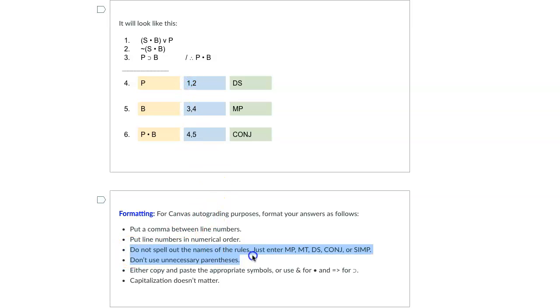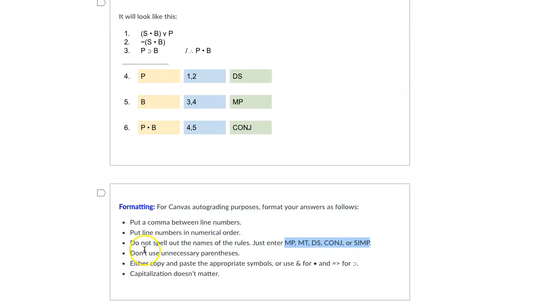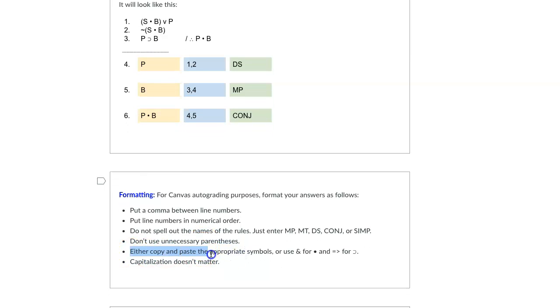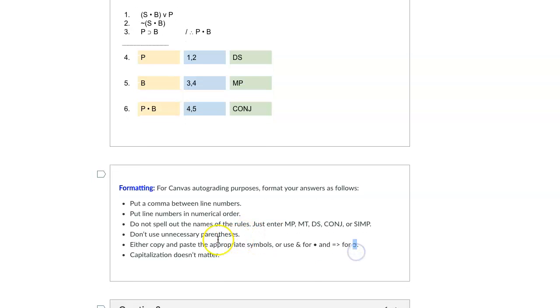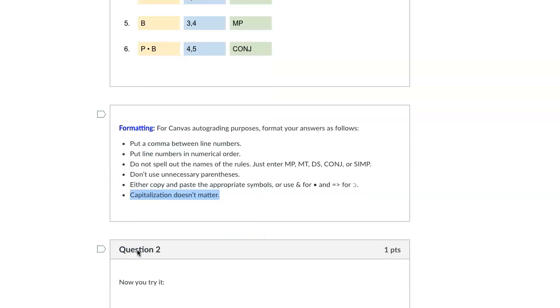Don't spell out the names of the rules. Just use the abbreviations, again, because of auto-grading. Same with unnecessary parentheses. And then to get the symbols, you can either copy and paste from the original setup and put them into the boxes, or if for some reason you're having trouble copying and pasting, use the ampersand instead of a dot, or this symbol instead of the horseshoe. Capitalization doesn't matter for formatting.